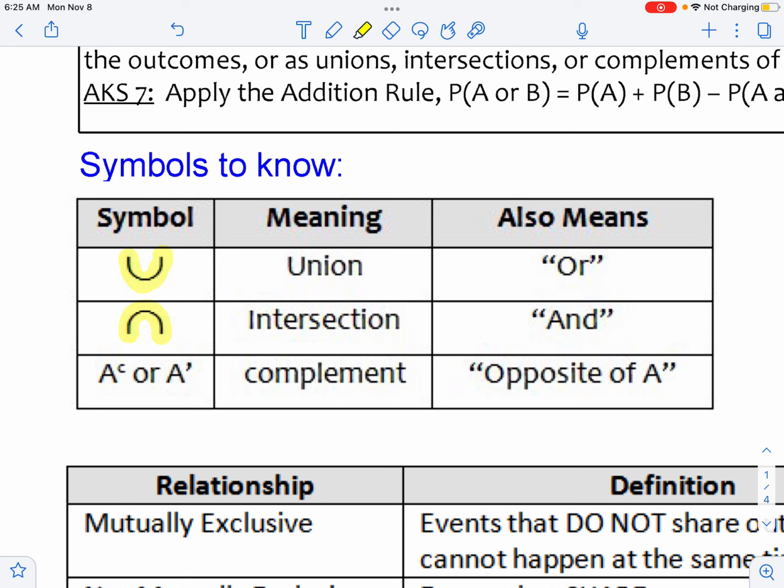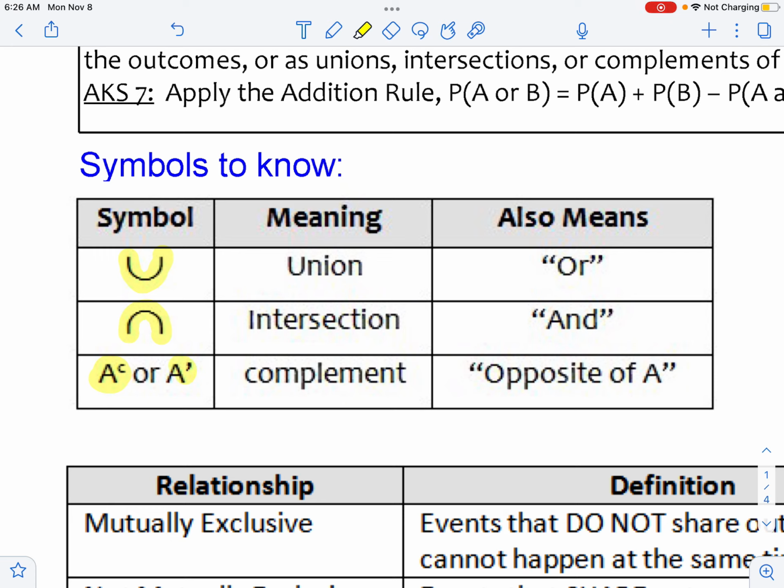So we're going to be talking about the probability that different things happen. The U would be the probability that this or that happened, and the intersection is the probability that both things happen at the same time. This also has to do with sets, which we'll get into. But we also have the complement here.